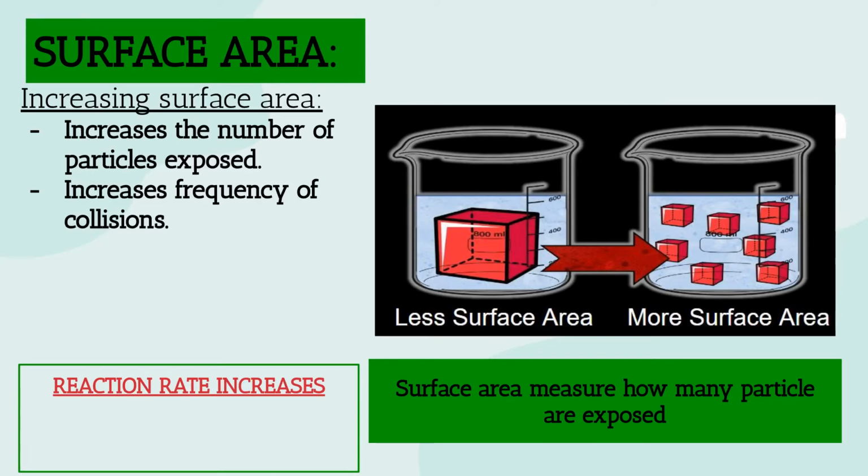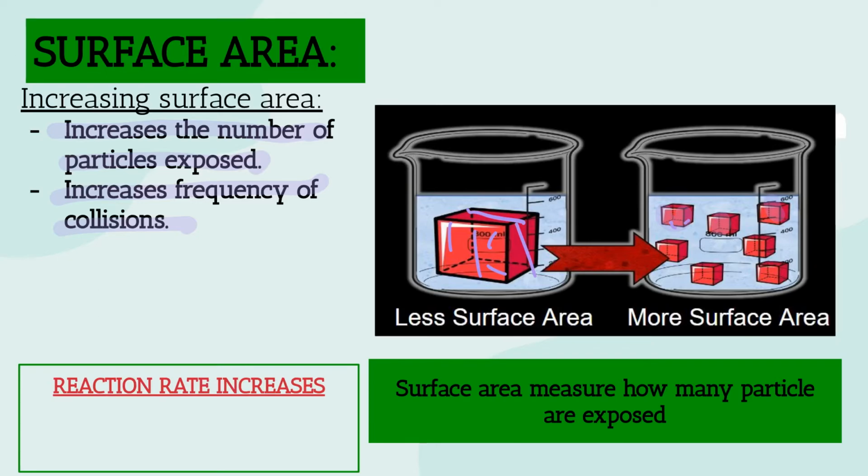With surface area, increasing the surface area increases the number of particles exposed. So increasing the number of particles exposed, it increases the frequency of collisions. So if we take this big block and we put it in water, it's going to react, or in some chemical, it's going to react. But if we break it up into smaller boxes, now we have this part, this part, this part, and then over there, and down here.